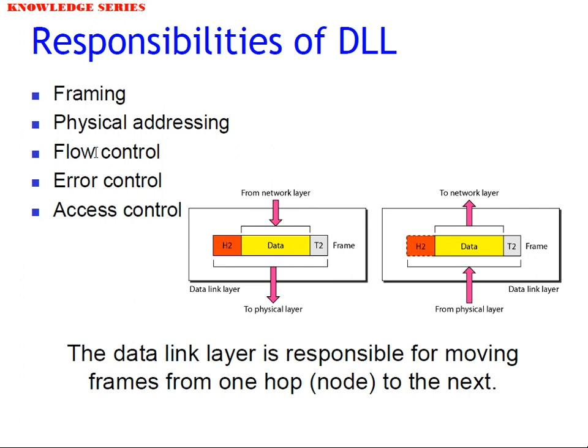So here, what is the responsibility? Framing. Framing means it converts the bits received from the network layer for the physical layer. Next is physical addressing. It forms a physical address because every device has its own address. Say, for example, your mobile has one address. If you take another mobile, it has its own address. So every mobile has its own address with which the device tries to communicate.